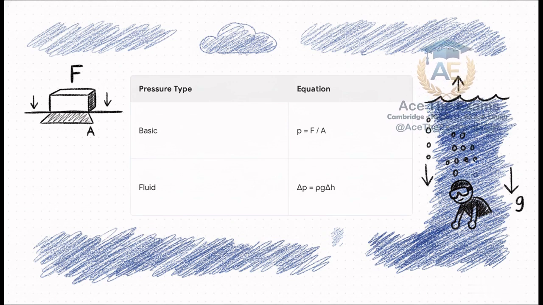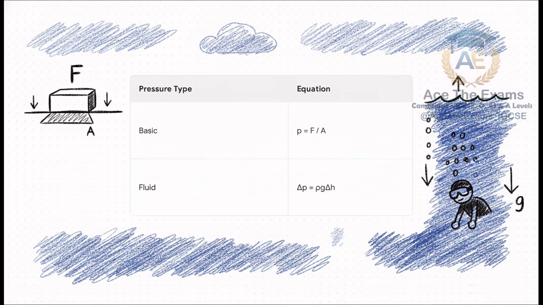What's the core trend? Basic pressure relies on force over an area, but fluid pressure requires density, gravity, and depth. If you are analyzing a submarine hull, you don't use force over area. You extract the fluid density, the gravity, and the depth change. Your 60 seconds are up. Did you spot the correct formula to deploy?